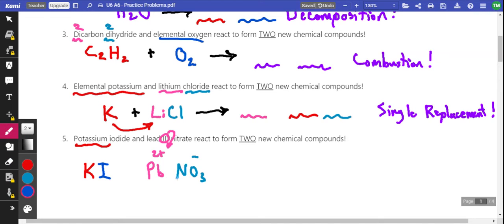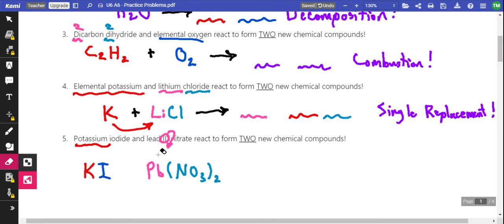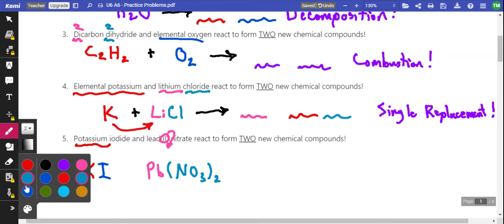Now what about these guys here? Lead has a +2 charge. My polyatomic ion nitrate, NO3, has a negative charge, so overall this thing has a -1. This has a +2. It's not canceling out. I would need another nitrate. So to show that, I'm going to put the whole thing in parentheses and say there's 2 of them right there. This is the formula of lead 2 nitrate: Pb, and my NO3 is there, the whole thing is there twice. So these are my two compounds I'm going to be reacting together.